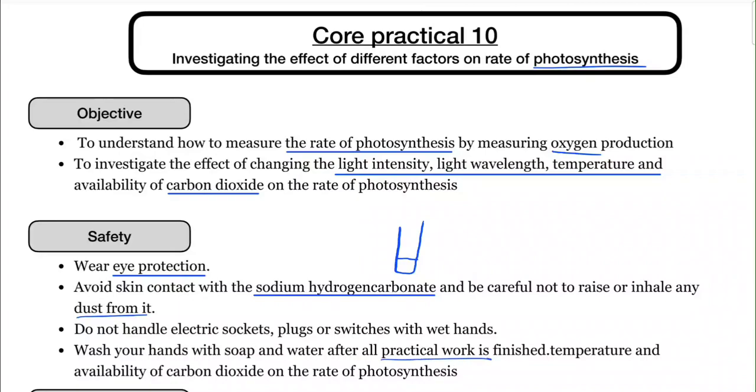After all practical work is finished, and temperature, the availability of carbon dioxide, and the rate of photosynthesis.